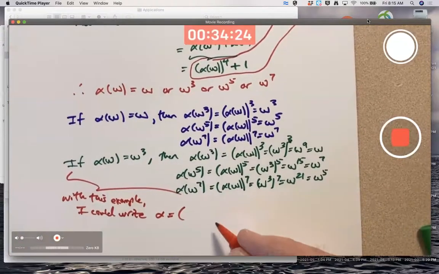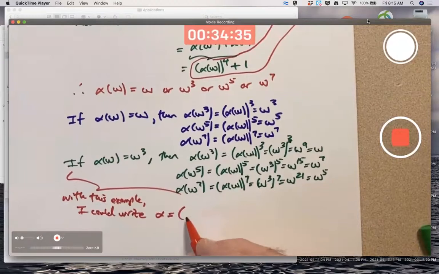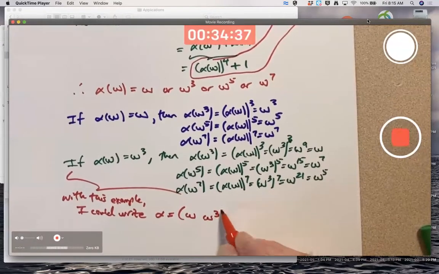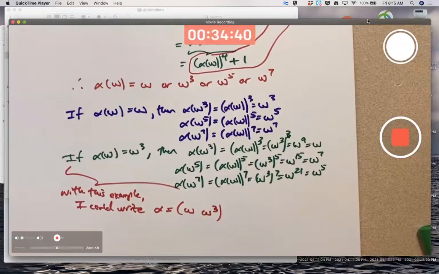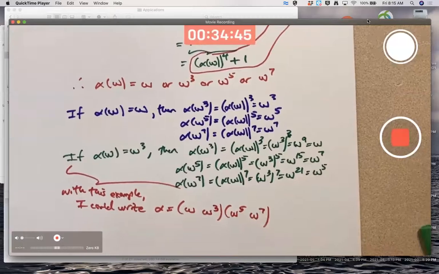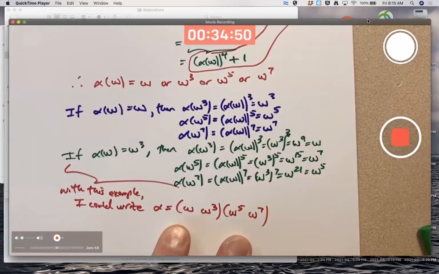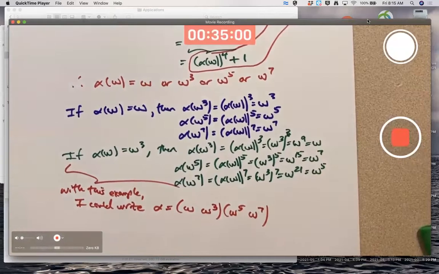where the elements of the 2 cycles are not 1, 2, 3, 4, 5, etc., like we talked about back in chapter 5, but these different roots. Omega gets mapped to omega cubed, and omega cubed gets mapped back to omega. Omega to the 5th gets mapped to omega to the 7th, and omega to the 7th gets mapped back to omega to the 5th. This is a product of 2 cycles. Permutations, chapter 5, just using different symbols for what's getting permuted.